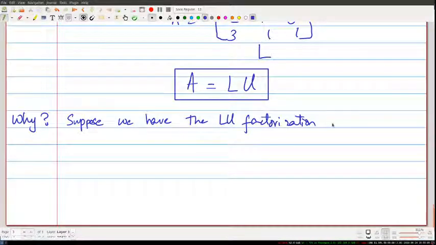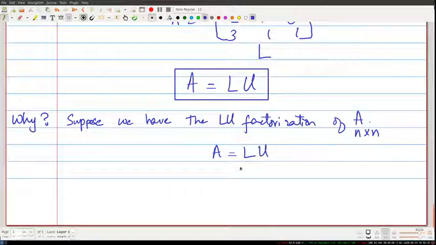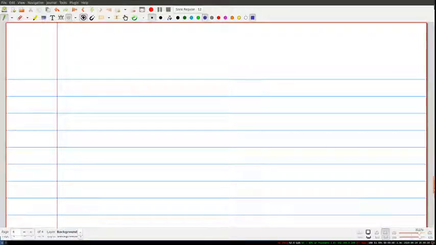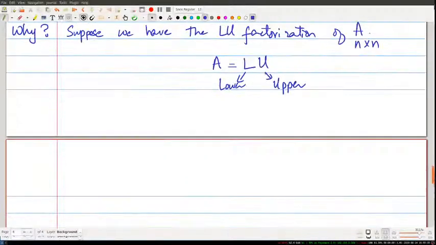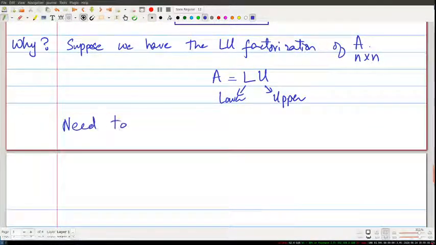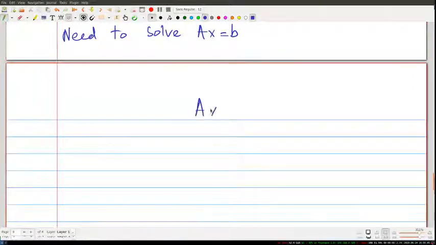So suppose we have the LU factorization of A, right? So I have some n by n matrix, and I have done the LU factorization. So I have A equals LU. This is a lower triangular matrix and this is an upper triangular matrix, right? So I have the LU factorization, and now I want to solve the system AX equals B, right? Okay, so AX equals B.